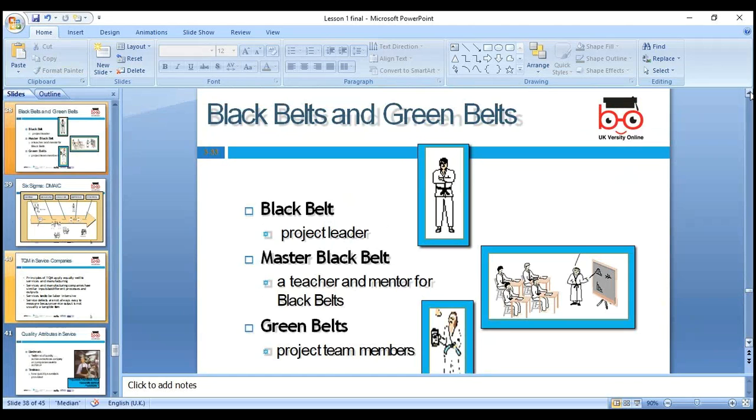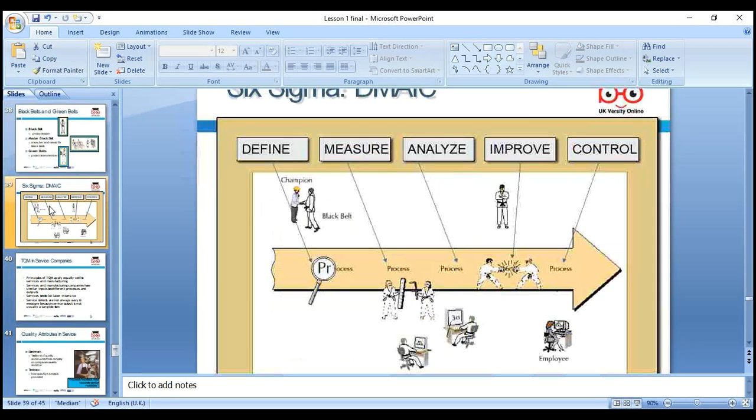Black belts and green belts. Yes. The project leader and the master black belt are the teachers and mentors, and the green belts are the project team members. So you need to look around, if you want it in a country or in society, you need to make sure everyone is involved.